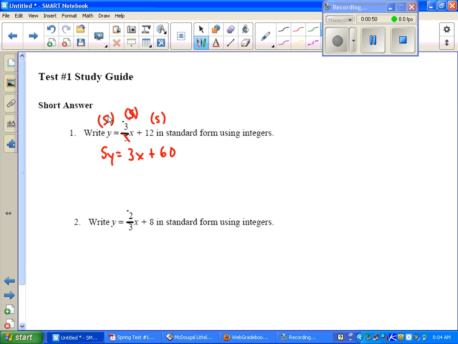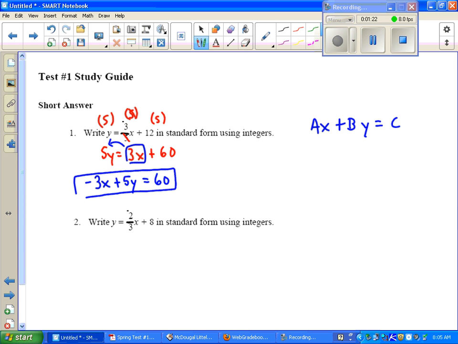In order to make it standard form, though, it needs to say ax plus by equals c. So the only thing that's out of place here is the positive 3x. It needs to move to the other side of the equal sign. It's positive 3x, so if it goes to the other side, it's going to become negative 3x. And you want it to say the x term first. So negative 3x plus 5y equals c, which is 60. So your final answer for number 1, negative 3x plus 5y equals 60.